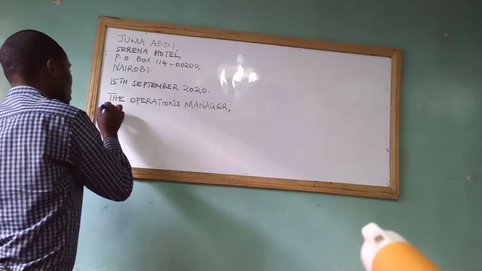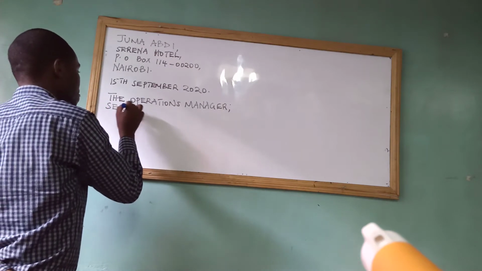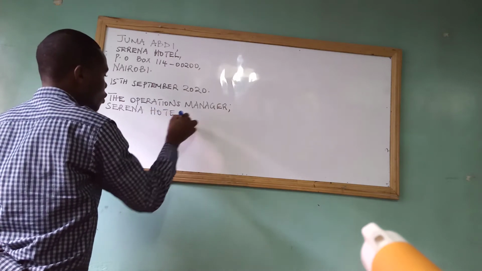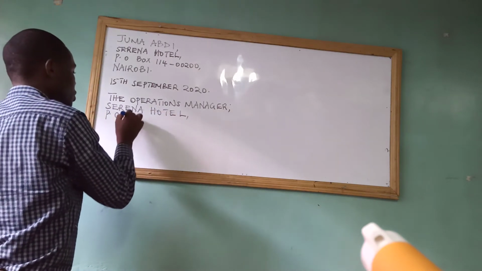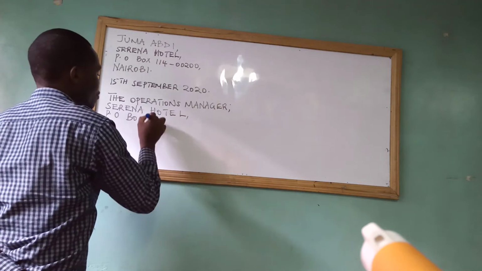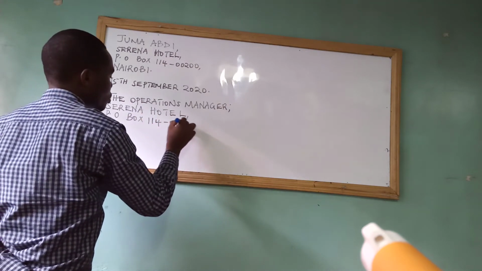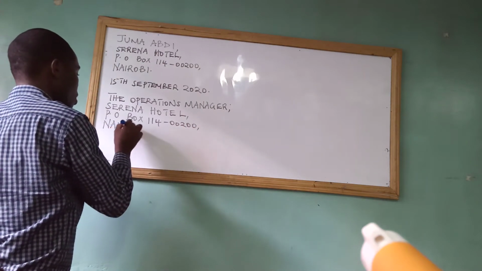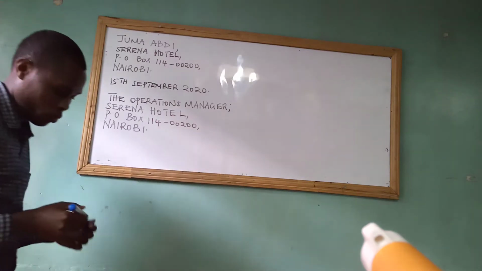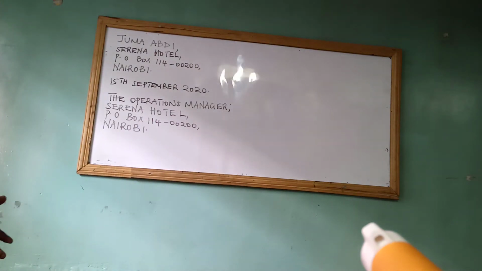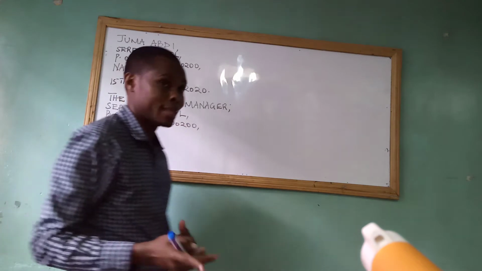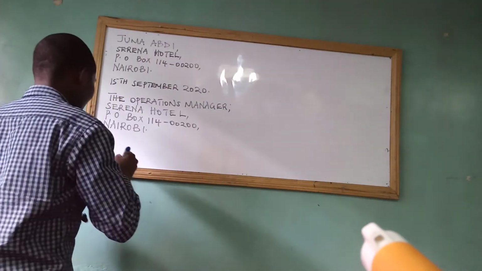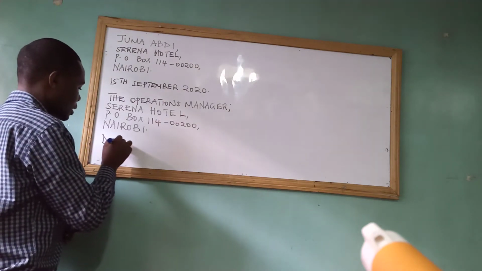Operations manager, Serena Hotel, comma, PO Box 114, 00200, comma, Nairobi. Full stop. Up to that far, I think you can see that. Then after that, you skip a line, then move forward. Dear Sir.